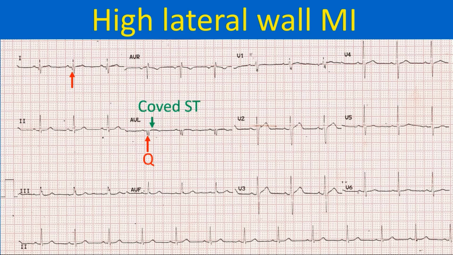ECG showing high lateral wall infarction. Q waves are seen in 1 and AVL but not in V5 or V6. Curved ST segment elevation, minimal, and shallow T inversion are seen in AVL.